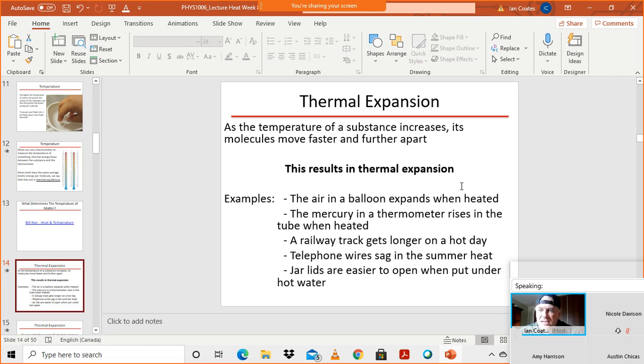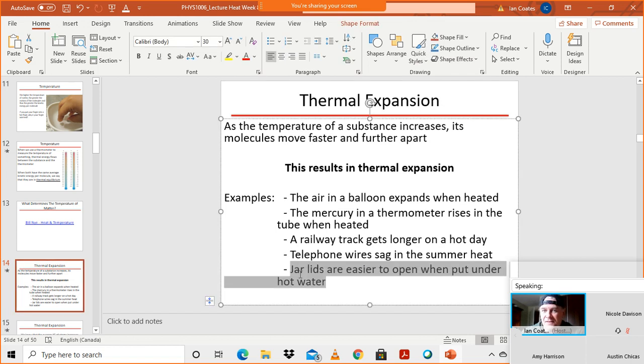And that's a lot of wear and tear on any type of construction built system, whether it's a building or a bridge or whatever. But they take all of this into account, and there's a mathematical formula. It's not bad. Telephone wires sag in the summer heat. Jar lids are easier to open when you put them under hot water. I take a pickle jar and bang it against the counter. But if you can't get a jar open, put it under hot water.